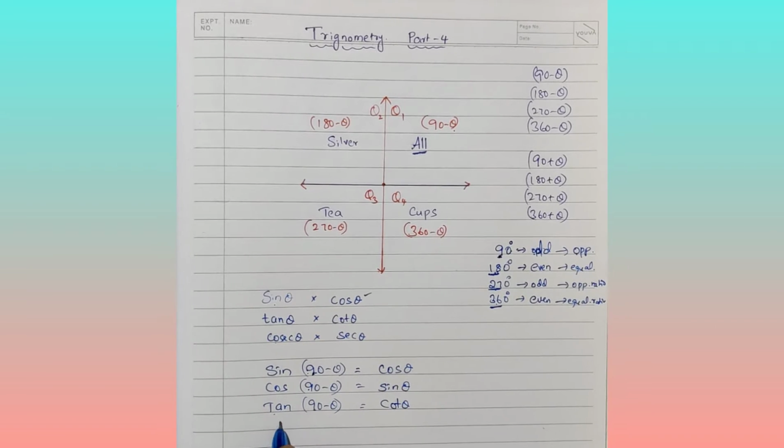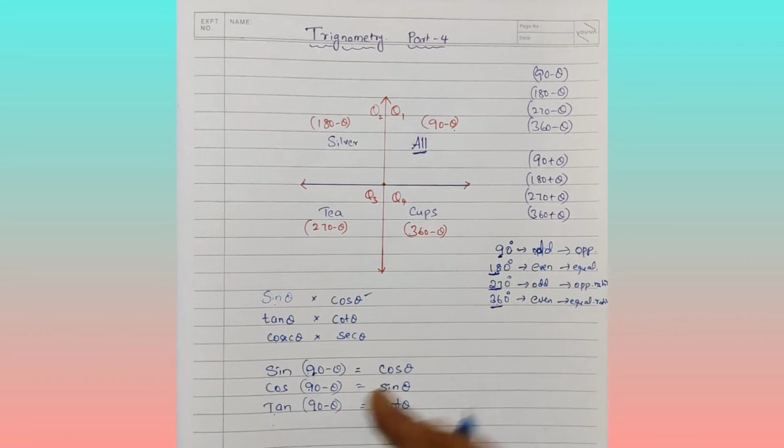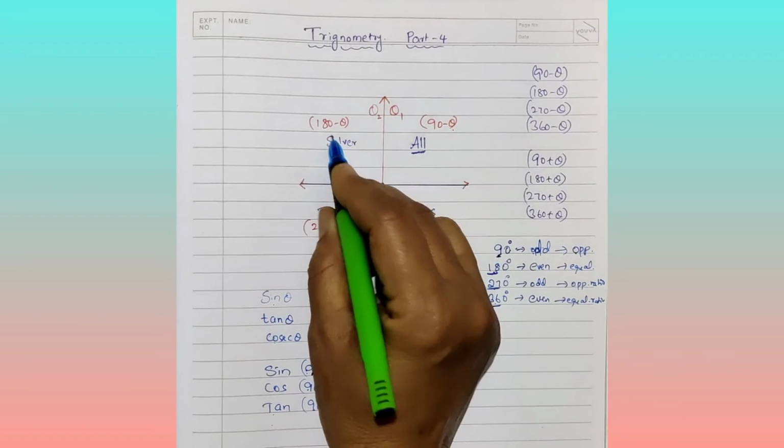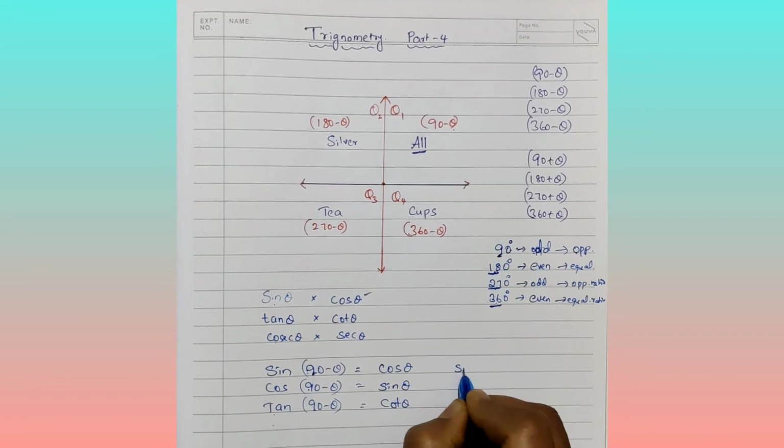Okay. In this way, cosecant, secant and cotangent, we will discuss these 3 ratios. In this way, you can write the remaining 3 ratios. Now we will go with 180 minus theta.